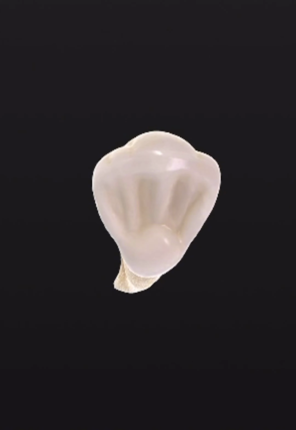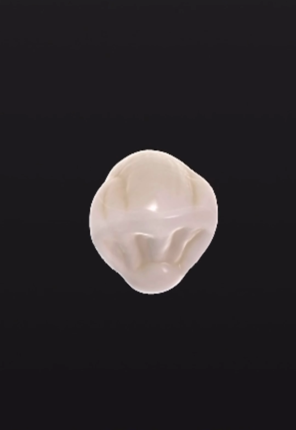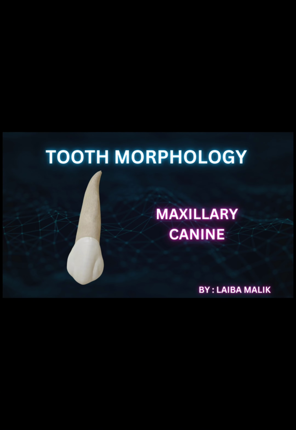Finally, if we take a look at the incisal aspect, it gives a greater idea of the proportions of the tooth. The labiolingual dimension is greater than the mesiodistal one. The cusp tip appears more inclined labially and mesially. That was everything about maxillary canines.